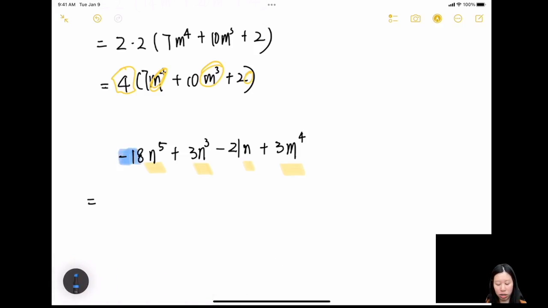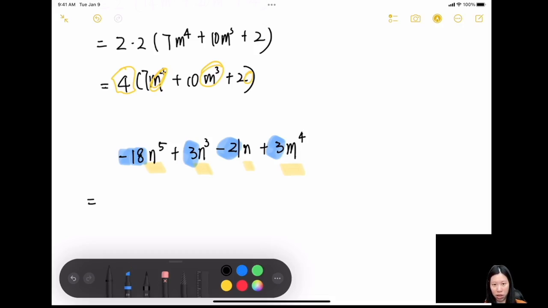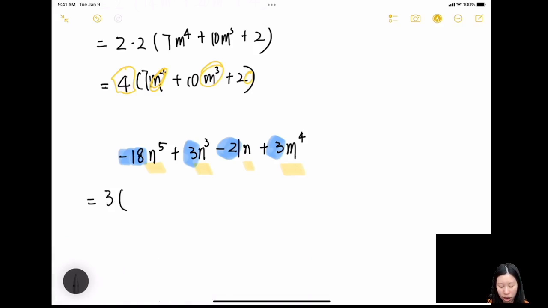So now let's take a look at the numbers. Negative 18, don't forget the negative sign. Positive 3, negative 21, and positive 3. So all of these numbers have a common factor of 3. So you can factor the 3 out. I have negative 6m to the fifth, plus, you already factored the 3 out, so you only have n left. Actually it's 1 times n, but since it's times 1, you don't need to write that. And then factor the 3 out, 21 divided by 3 is 7, and plus m to the fourth.